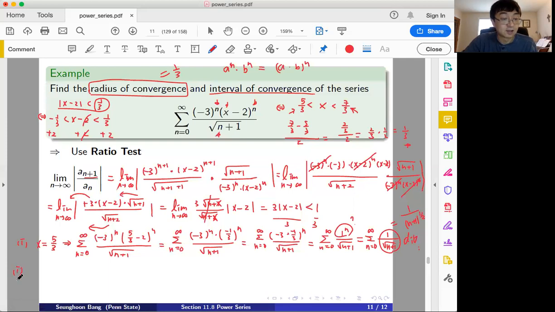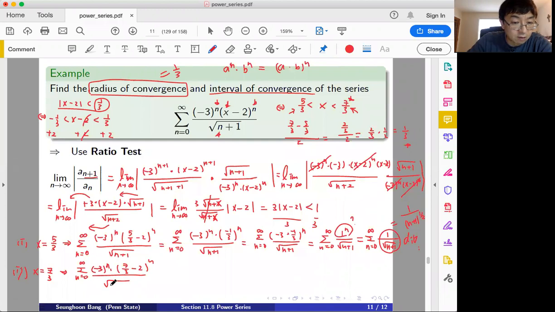Now the second case. You plug the endpoint 7 over 3 into x. So we have x equals 7 over 3. Summation n equal to 0 to infinity of negative 3 to the power n times 7 over 3 minus 2 to the power n over the square root of n plus 1. So this is the summation n equals 0 to infinity of negative 3 to the power n times only 1/3 to the power n over the square root of n plus 1.